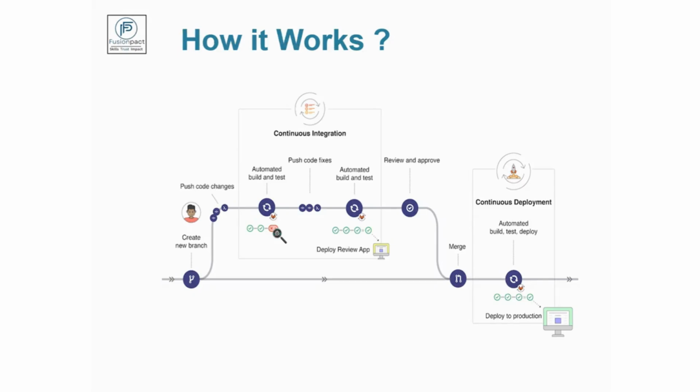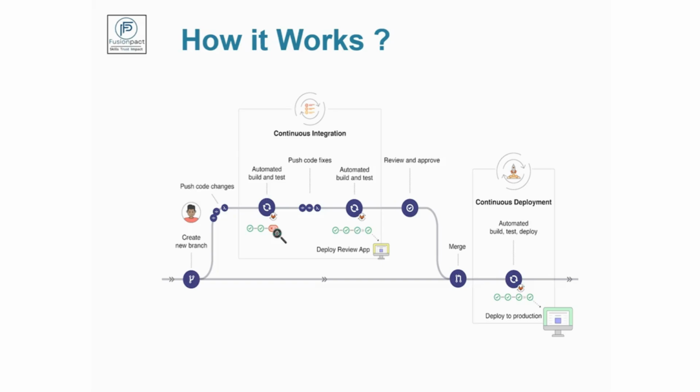A developer creates a new branch. The developer starts working on a new feature in a separate branch. Once it is done, they push the code into GitLab. When the code is pushed, GitLab automatically detects it and continuous integration starts, where GitLab triggers the pipeline automatically. The build runs, tests execute, and code quality and security checks happen.